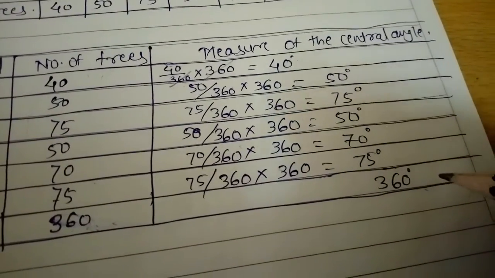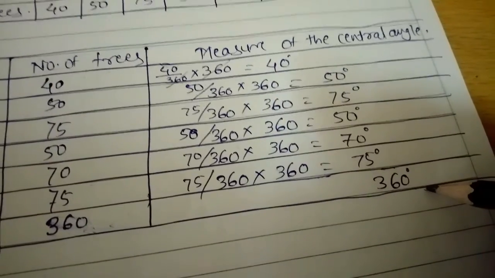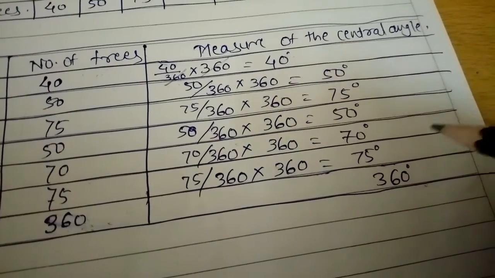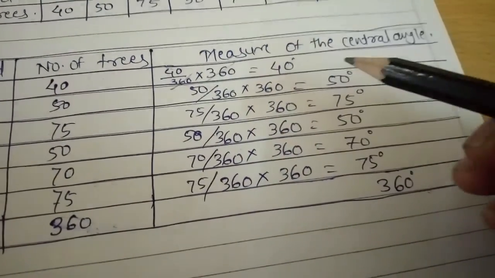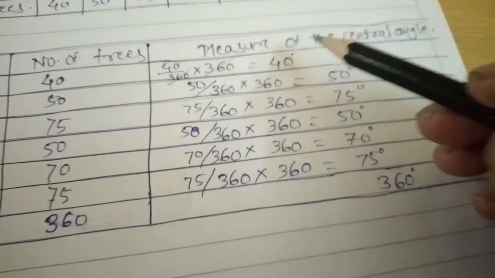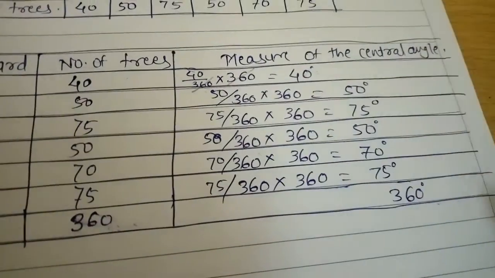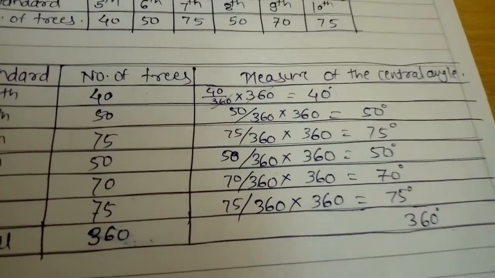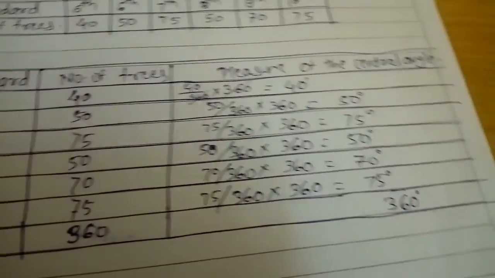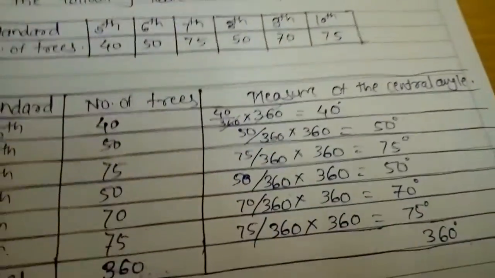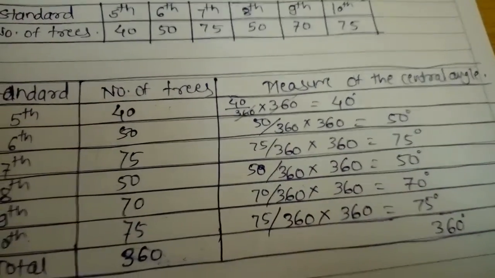So you have to draw a circle with a proper radius, that is 4 to 5 centimeter radius you have to take, and you have to draw these angles anti-clockwise with the help of protractor. So this is all about the first 3 examples of exercise 6.6. The remaining examples we'll see in the next lecture. Thank you.